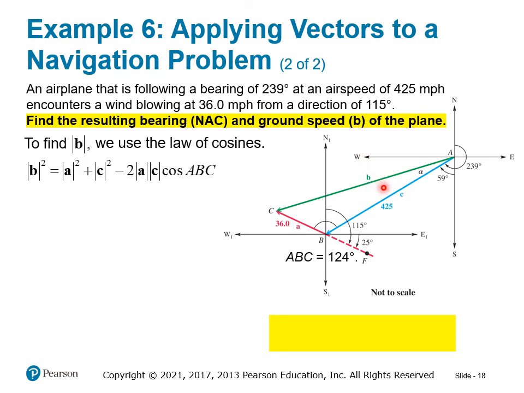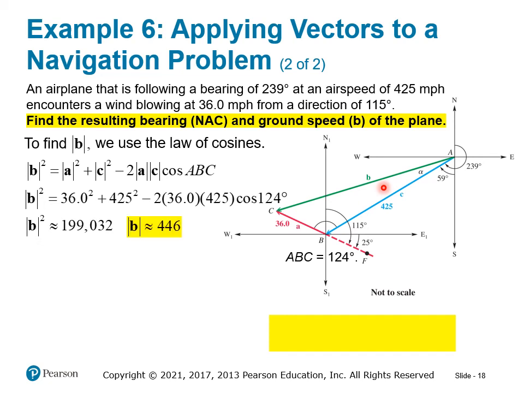B squared equals A squared plus C squared, etc. Plugging in all the values, we get B squared equals 199,000, and so B equals approximately 446 miles per hour. To find the bearing of B, we need to find angle alpha, that's this little one inside the triangle, and then add the 239 that goes all the way to the airspeed.